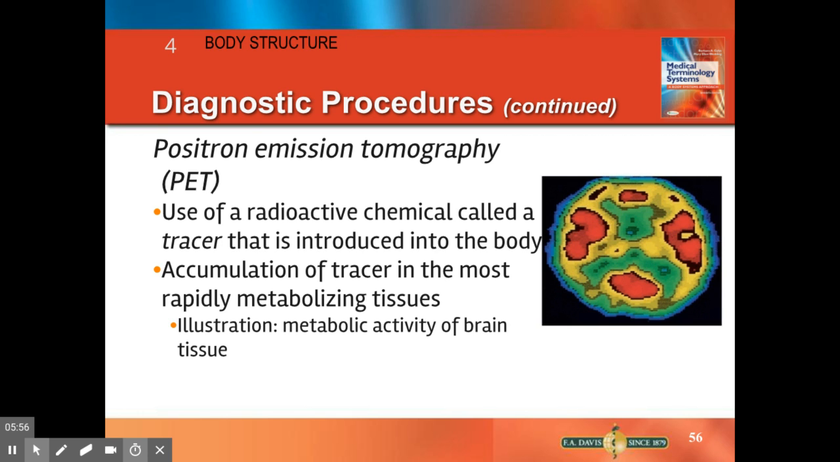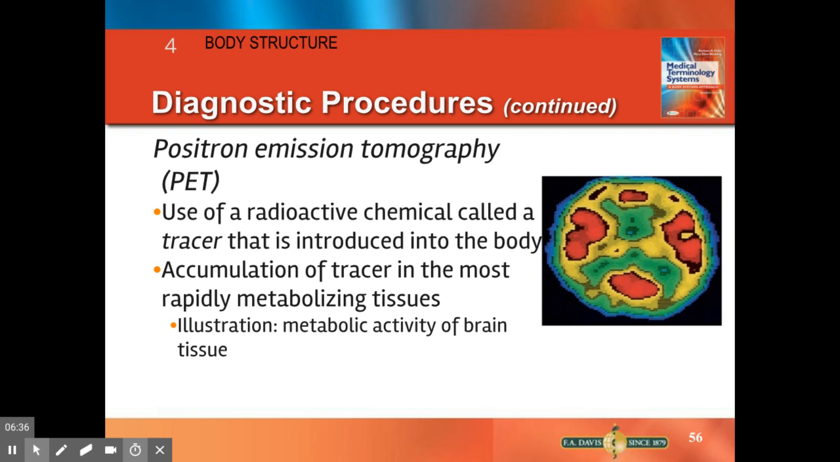A PET scan, or positron emission tomography, uses radioactive chemicals called tracers that are introduced into the body, usually via IV, through an IV catheter, and they accumulate in an area that has rapidly metabolizing cells. So this is a really good way for us to detect cancer cell growth. It's a way for us to see if things are in remission or if they are progressing. It's one of our best ways to look at cancer growth, or if we have slowed or stopped cancer growth.